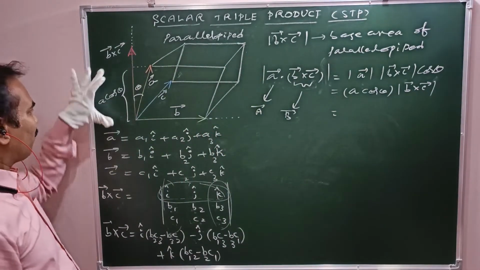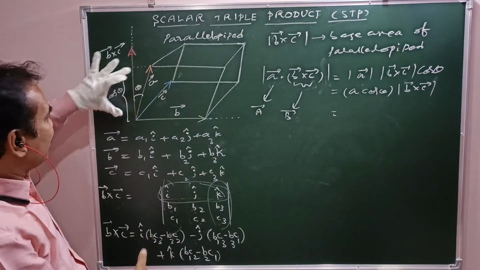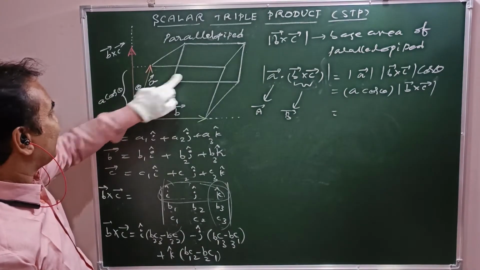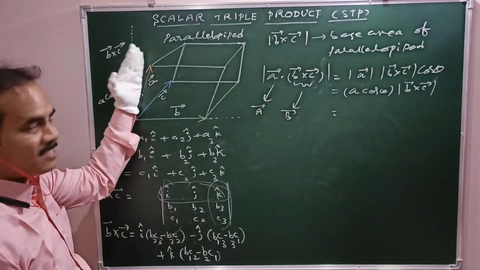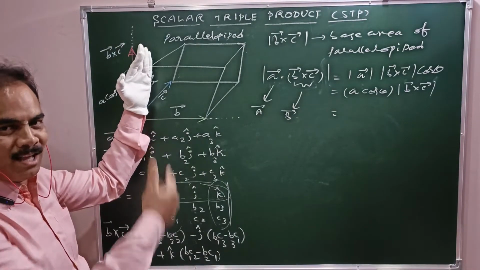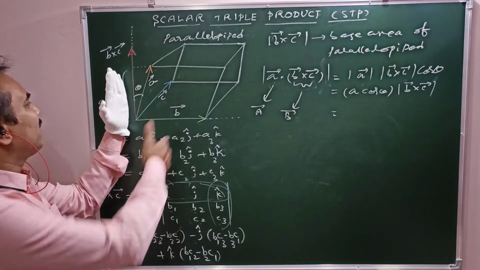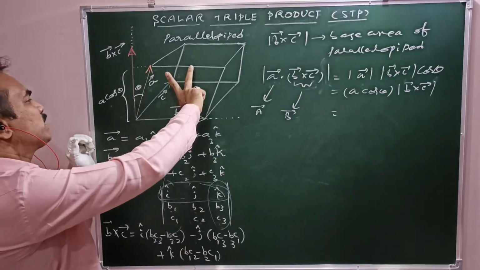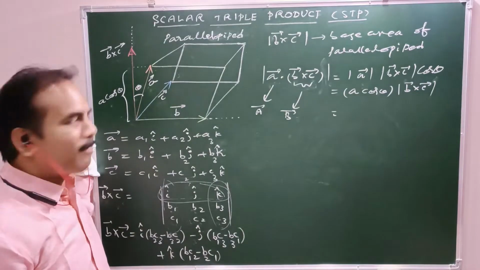Initially, I told you that A cos theta is nothing but the height of the parallelepiped. A bar itself is not equal to the height, because it is not vertically up. It is slanted like that. So A cos theta is its component, vertically up, that is from the bottom face to the top face. This measurement, exactly A cos theta, is nothing but the height of the parallelepiped.